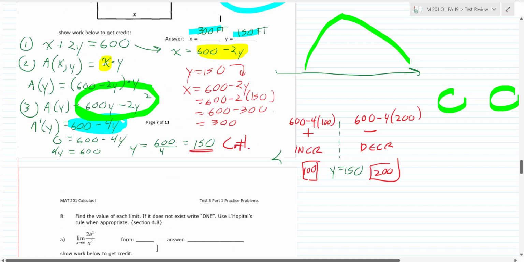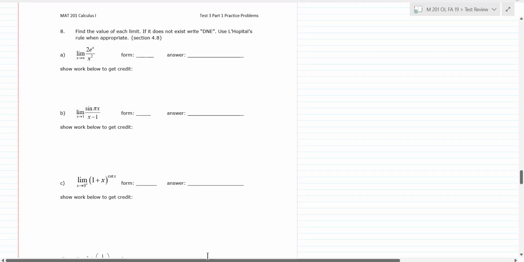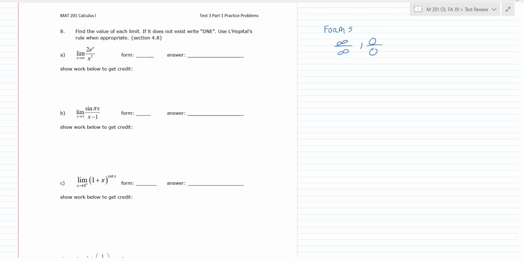Okay, so next thing we're going to look at is some L'Hopital's rule problems. There are several different forms that we learned about. The first thing I'm going to start with is reminding you of some of the different forms. The typical ones are infinity over infinity and 0 over 0. There were a lot of other ones too, ones with exponents in them as well. We'll look at those as we get to them. So we're going to start with these two forms right here.